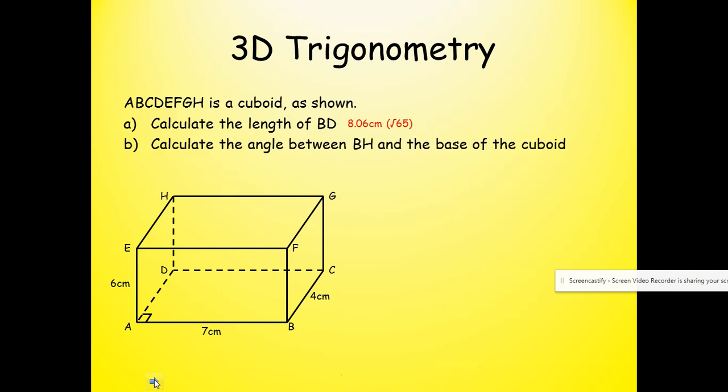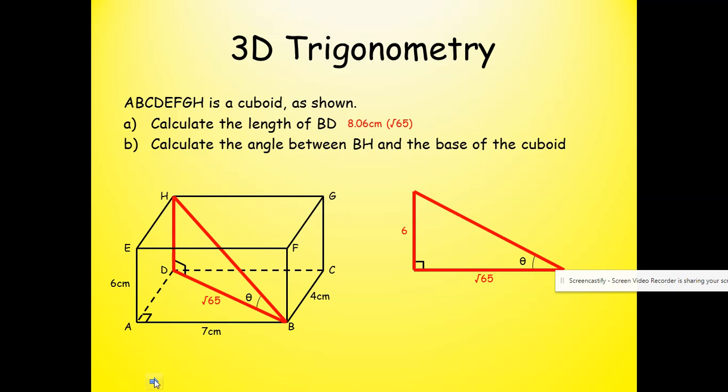If we then go on to the second bit, we're trying to work out the angle between BH and the base. So the BH is the diagonal. Again, if you've got your cardboard box, it's going from one corner to the other corner down the diagonal. So again, this time we've got DH has to be the height, 6 centimeters. So again, draw that triangle out separately, and then you can work it out using SOHCAHTOA. And again, it comes out as 36.7.